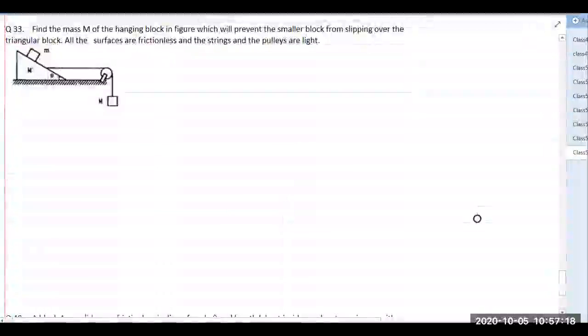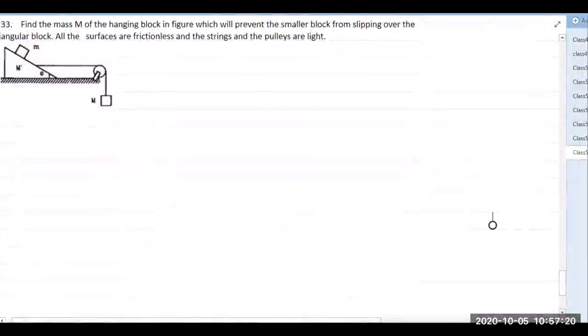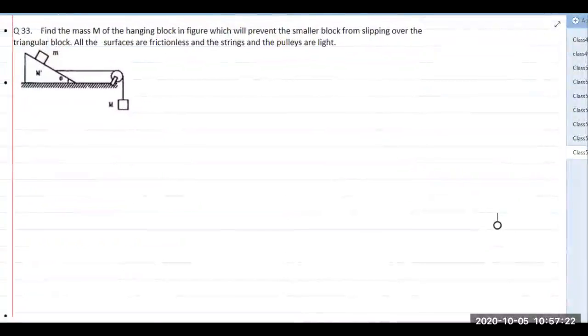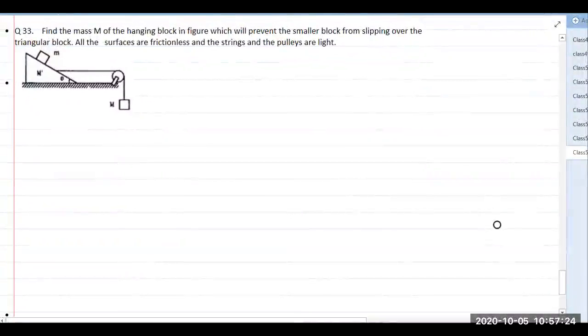Find the mass m of the hanging block in the figure, which will prevent the smaller block from slipping over the triangular block. All the surfaces are frictionless, and the string and pulley are light.